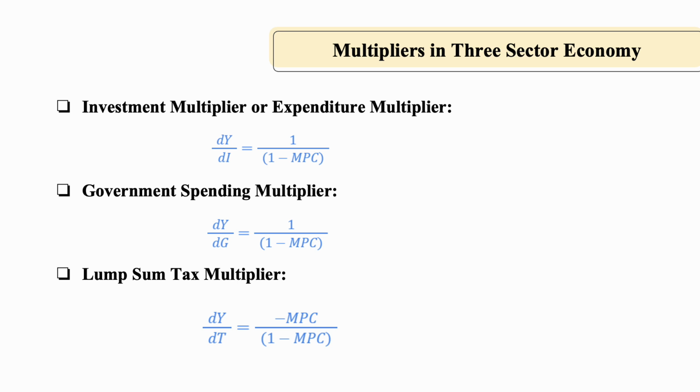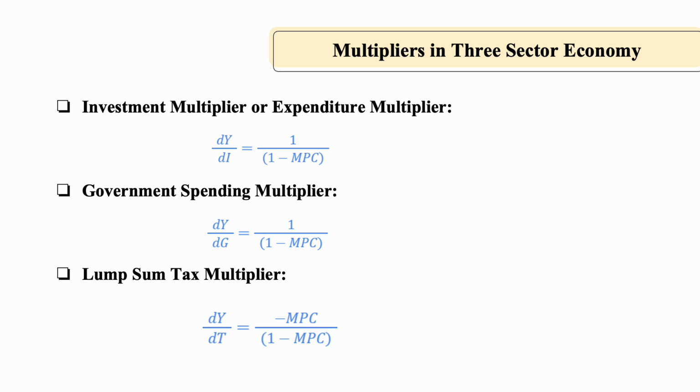If we consider an example, the government increases spending by 100 million and the marginal propensity to consume, or MPC, is 0.8. The government spending multiplier is 1/(1 - 0.8), which is equal to 5. Then we get the government spending multiplier, which shows how government expenditures affect economic output. The formula shows that dY/dG = 1/(1 - MPC).